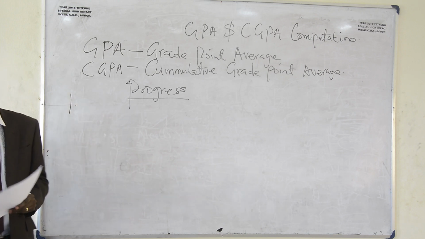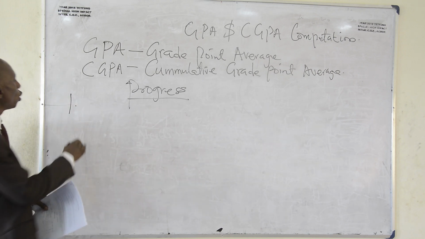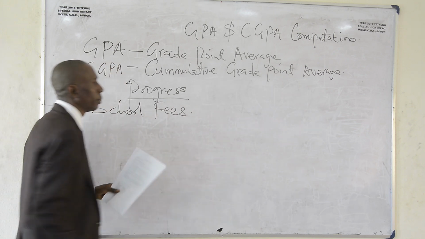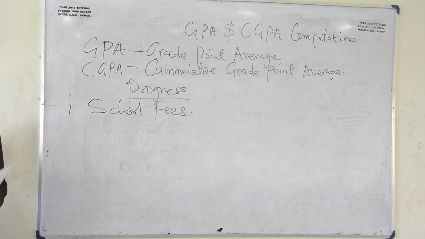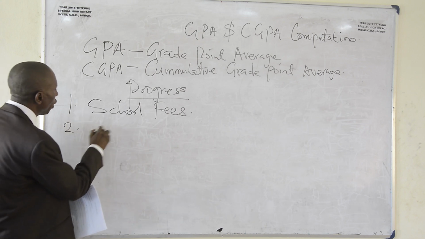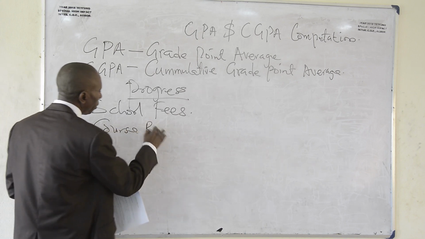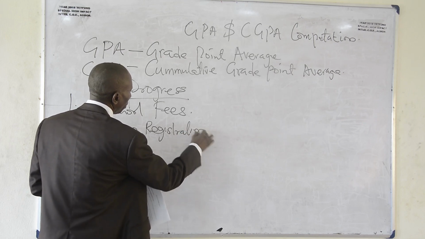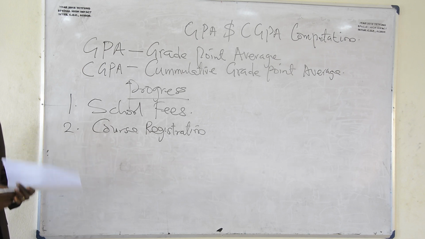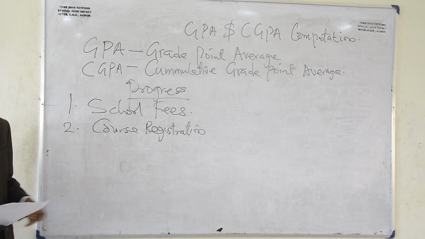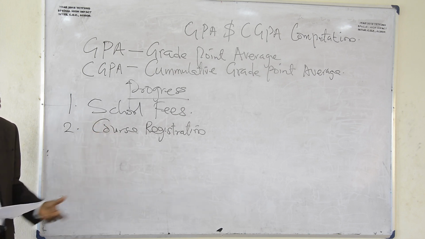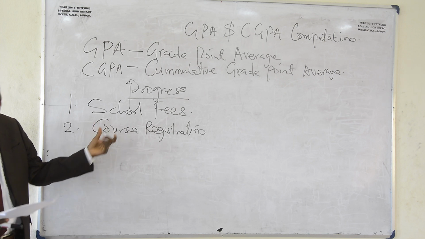As a student, the first thing we should know is that you have to pay your school fees. Having paid your school fees, the next thing you proceed for is your course registration. So, you proceed to your course registration, and in trying to register your courses, there are steps, things you need to know.